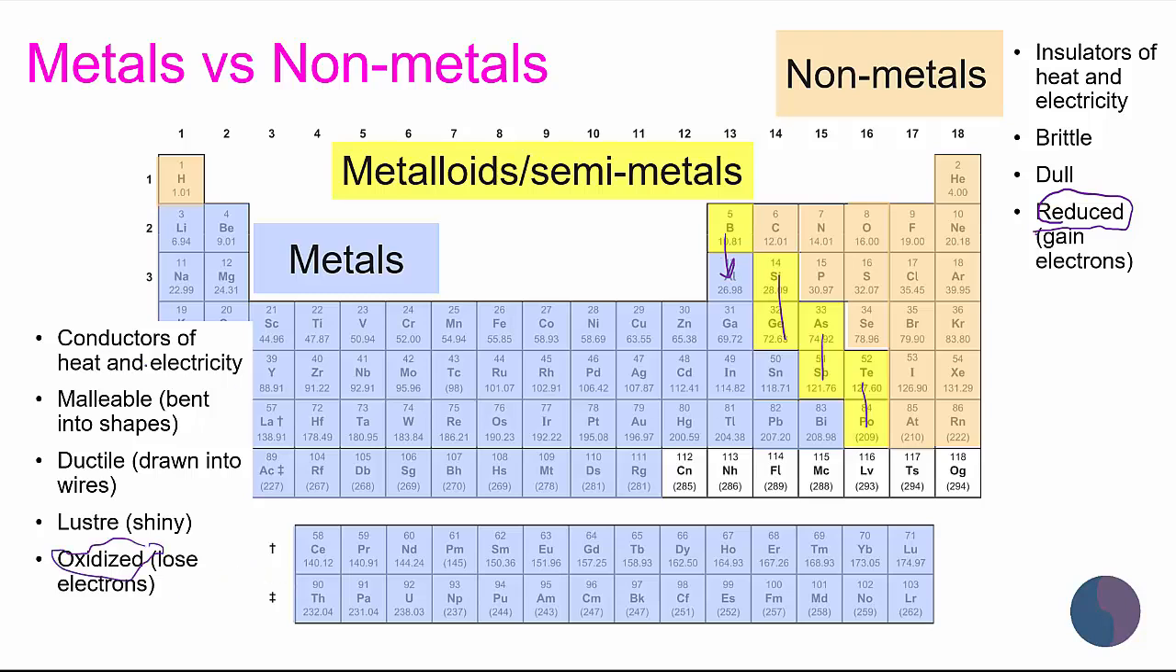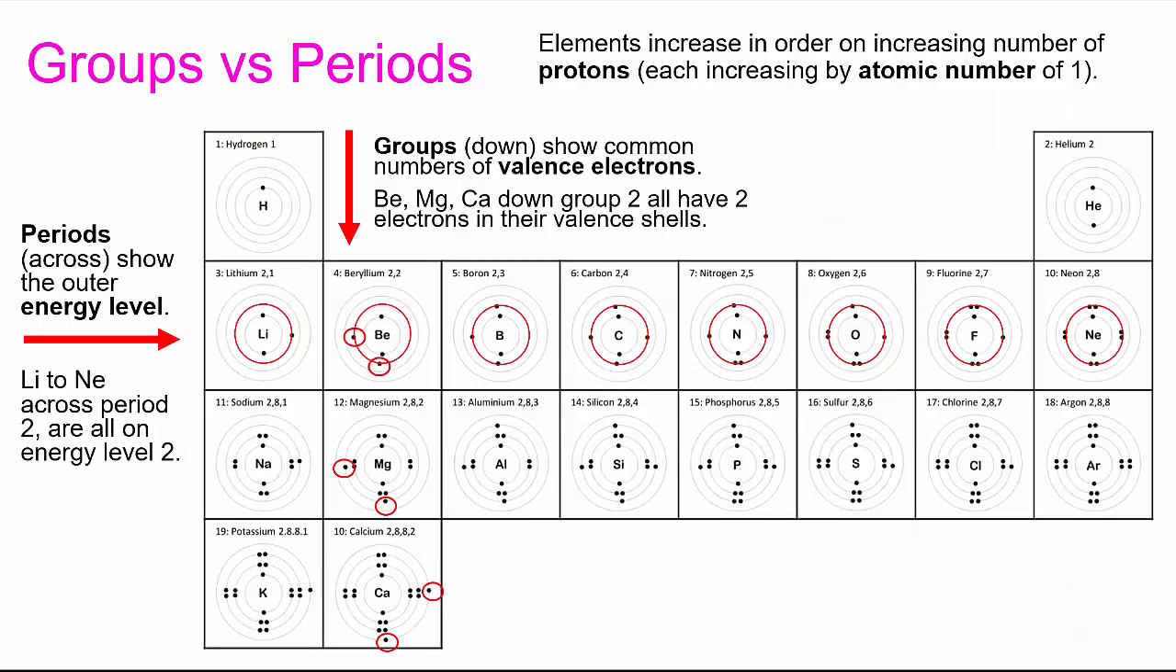And so the metals are good conductors of heat and electricity, easy to bend, draw into a wire, and shiny, as general principles of the metals. So everything on the left-hand side of that line. And so if you go into some more things that you need to know before we can get into periodic trends, they increase by 1 proton each time. So they're in order of atomic number.